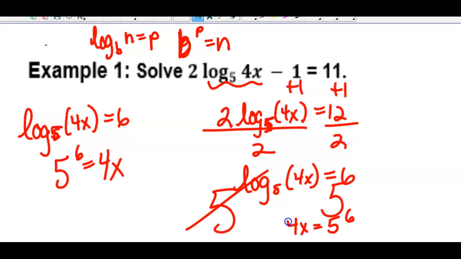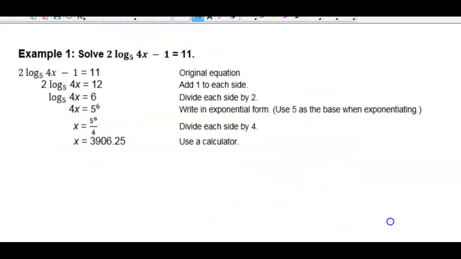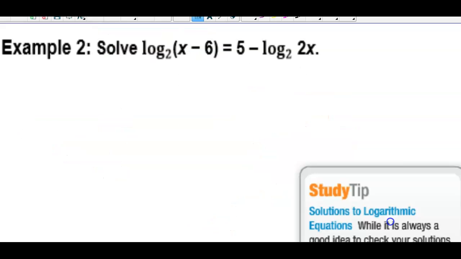So then you do 5 to the 6th power, which is a big number, and divide it by 4. And we get x equals 3906.25. I hope that's what it says here. Yes, it does. All right.